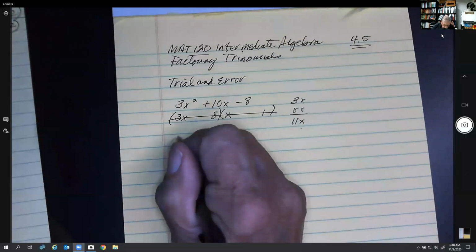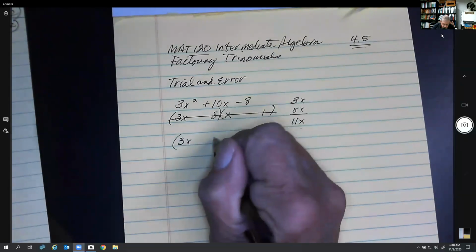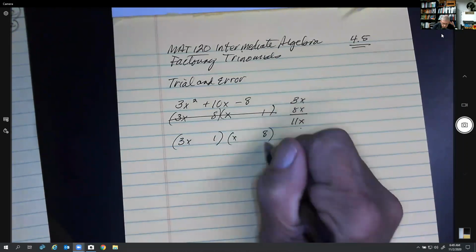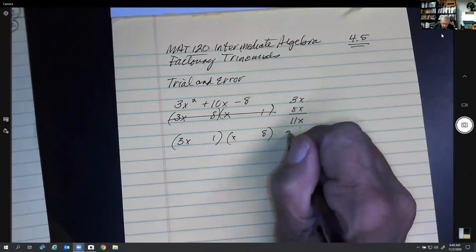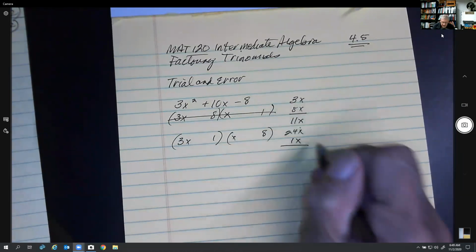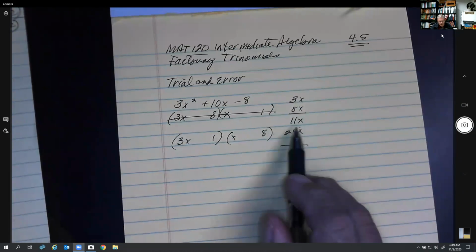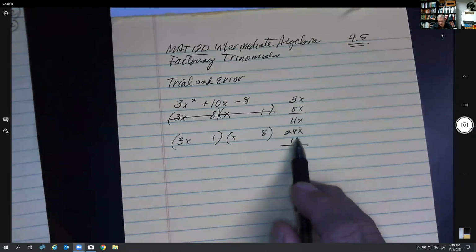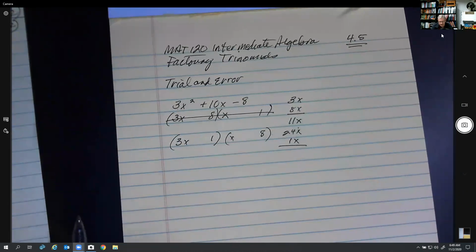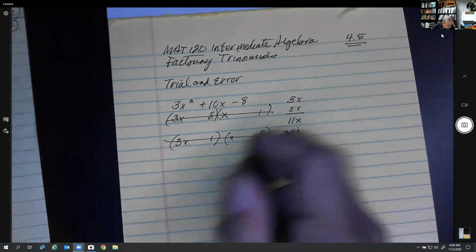Okay, so I try another one. 3x and 1, x and 8. Well, here the outside gives me 24x and the inside 1x. And then I want to combine them either by subtracting or adding, but there's no way that's going to give me a 10x. It has to give me the middle term. So we see that doesn't work.